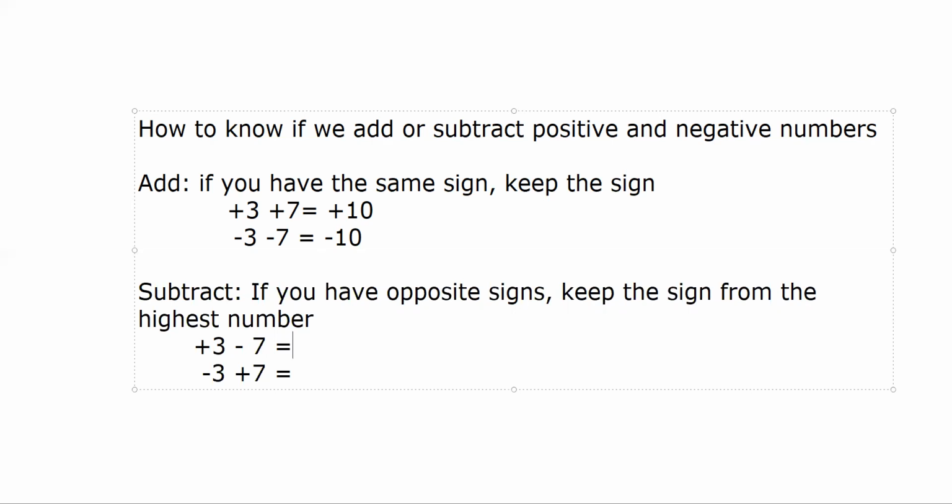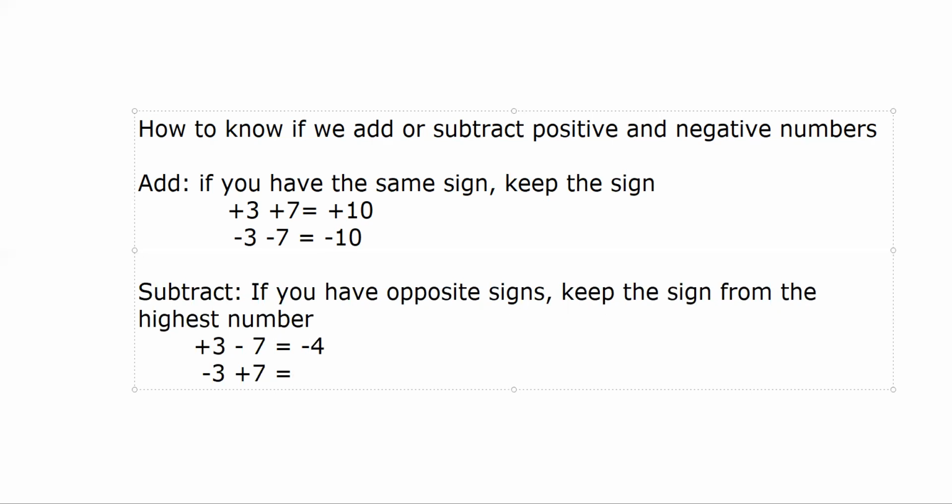On the first one, we have positive 3, negative 7. So we're going to subtract. 7 take away 3 gives us 4. But according to our rule, we're going to keep the sign from the highest number. Between the 3 and the 7, the highest one is 7, it's a negative. So that 4 is going to be a negative 4.